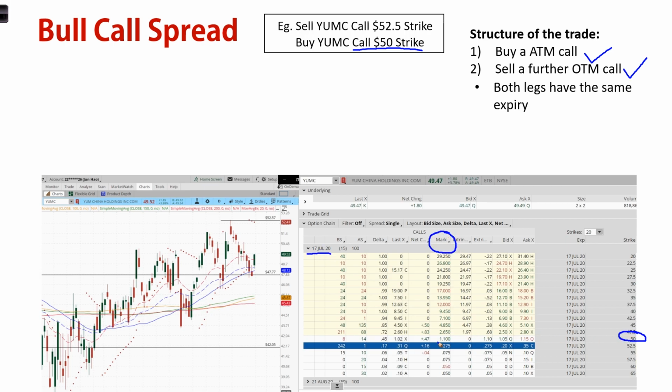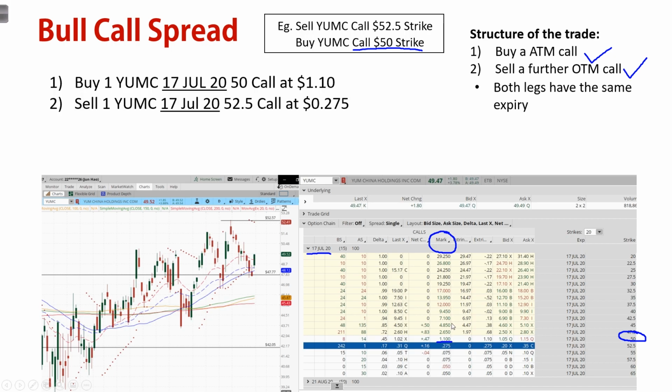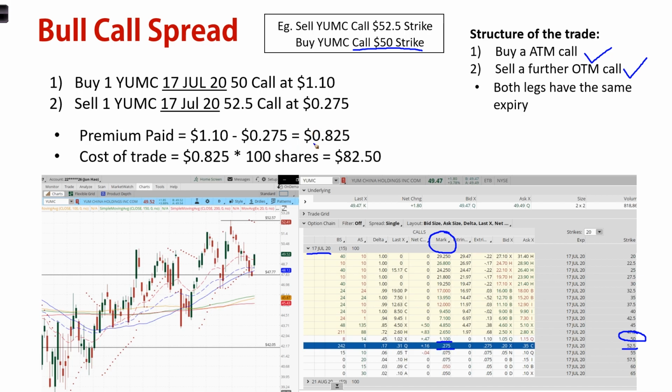At the same time, selling a further out of the money call at the strike of 52.5 will allow us to collect a premium of 0.275 per contract. With that, our premium paid for this trade will be 0.825, and our cost of trade multiplied by 100 shares will be $82.50. If we look at the risk profile at expiration, our max loss will naturally be our cost of the trade, which is $82.50.